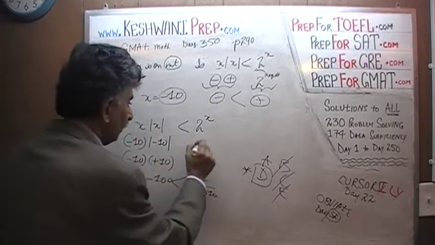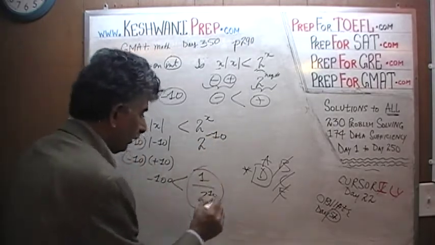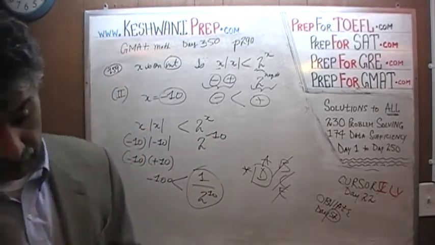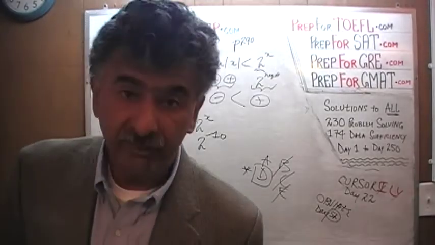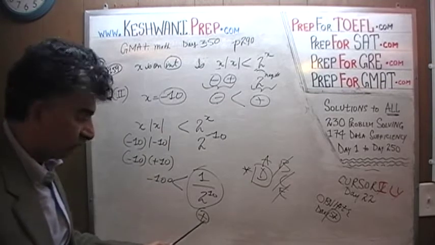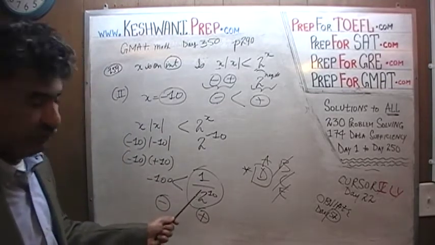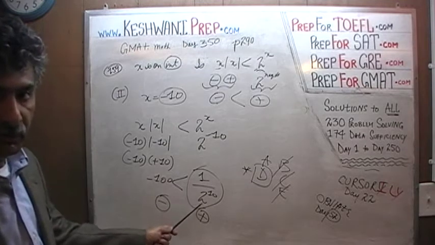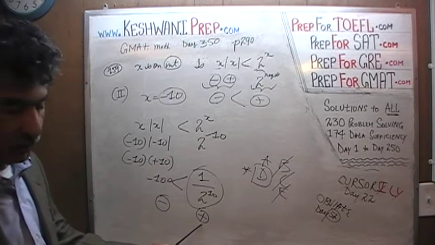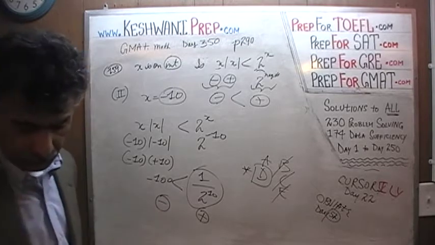Because you see, this is 2 raised to negative 10. 2 raised to negative 10 is 1 over 2 raised to 10. It is very close to 0, but it doesn't alter the fact that this is a positive quantity. 1 over 2 raised to 10 is a positive quantity. This is a negative quantity. We are not interested in what it is. We don't have to worry about what the actual value is. It is a positive quantity, and therefore, positive quantity will always be greater than a negative quantity.